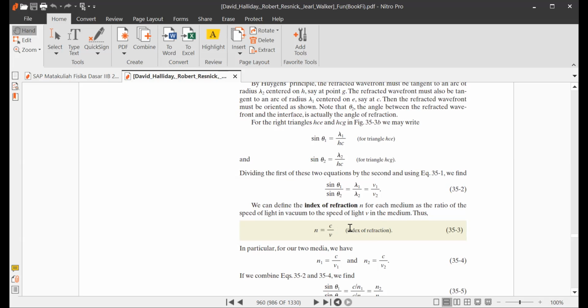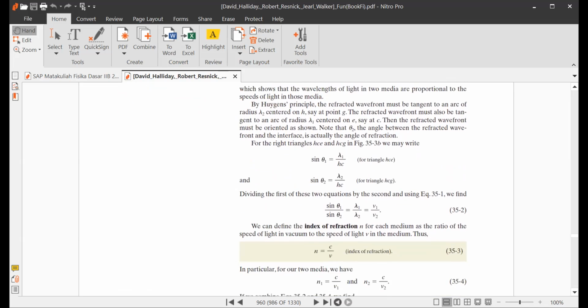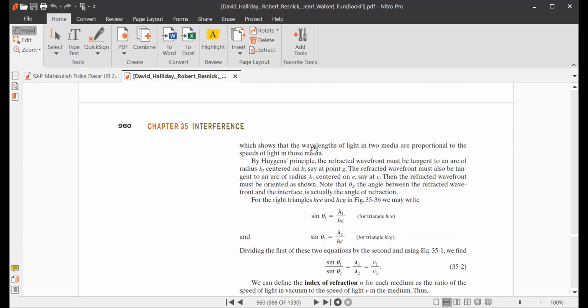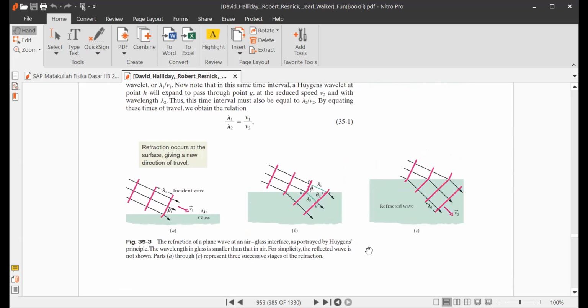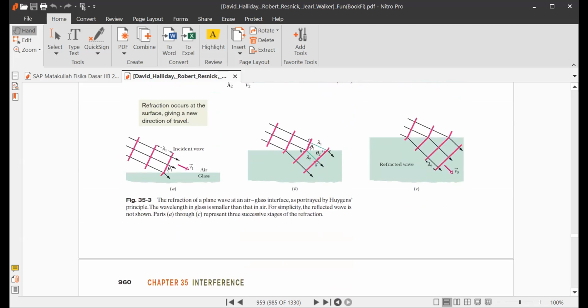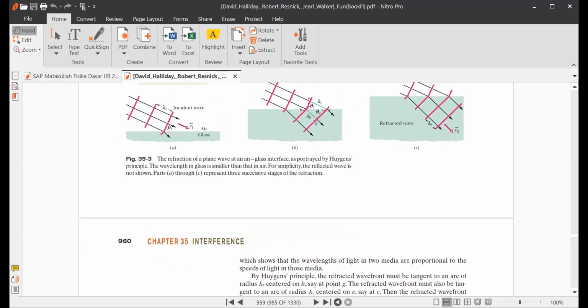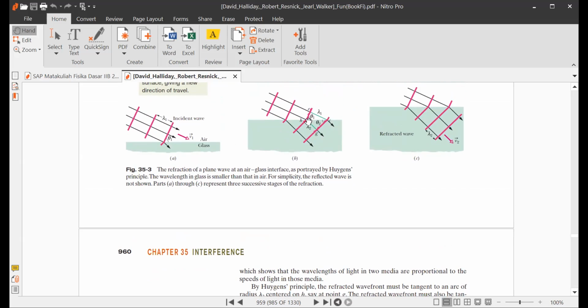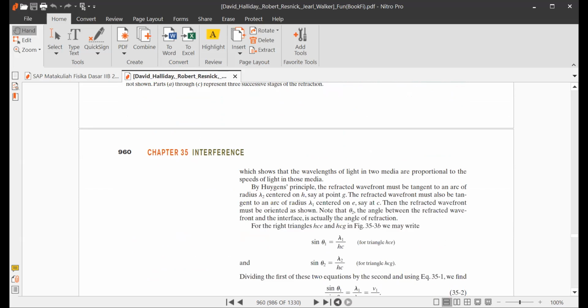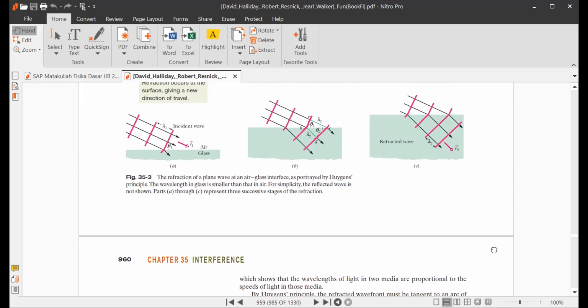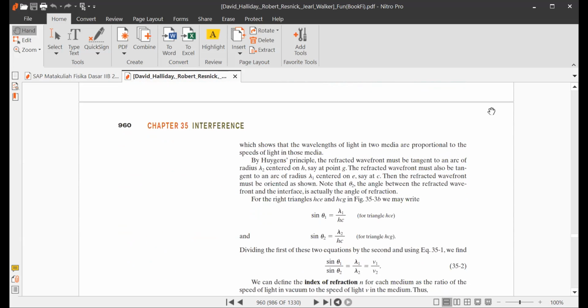Okay, so this is an alternative derivation of this formula, this 35.1. If we consider, for example, this triangle here, this theta 1, this is lambda 1. Okay, this sin theta 1 is equal to lambda 1 over hc. Okay, hc, h is the point.